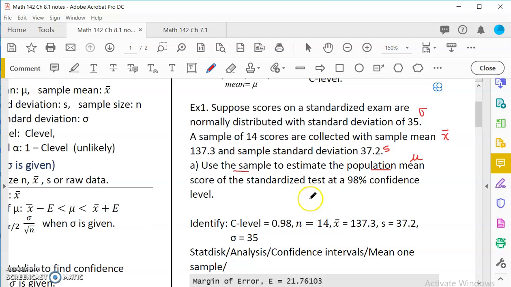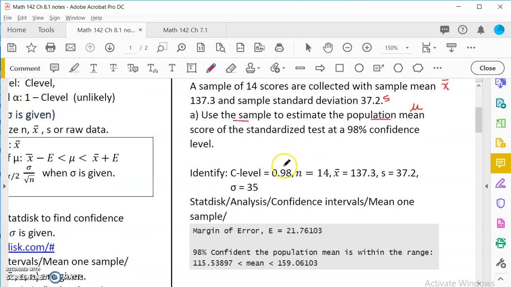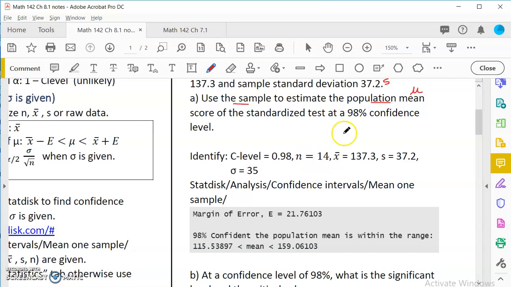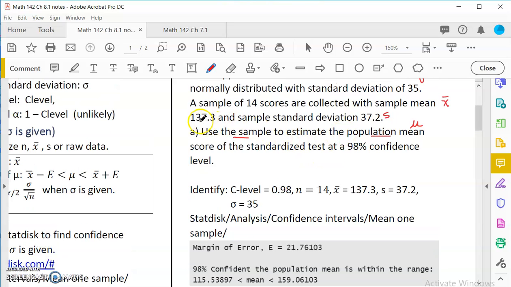And we want to calculate it at a 98% confidence level. So this is a typical question. They will tell you how confident they want to be with X bar. And then from here, they use one sample to estimate the population mean. That means, what is the mean score? My sample score is 137.3, and then my standard deviation is 37.2, which is different from sigma, which is 35. And I have 98%, so I would identify all the information that I need.